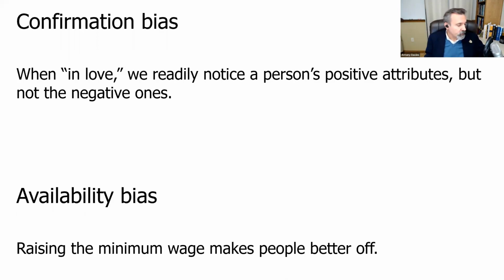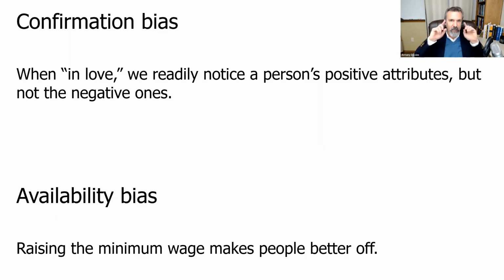Availability bias: you're econ students, so you've studied the minimum wage. You know the argument that minimum wage actually makes people worse off, particularly low-skilled, low-educated, low-experienced workers. But it's hard to convince people of that. And part of the reason it's hard is because of availability bias.